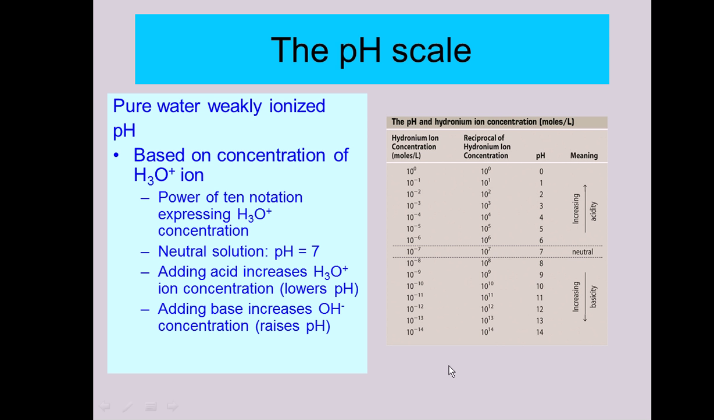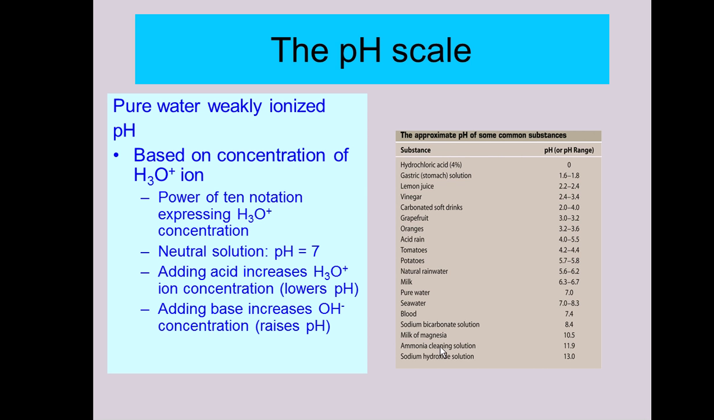So the key thing to remember here is, if any solution has hydrogen ions 10 to the power minus 7, it is neutral. Any solution which has hydrogen ion concentration more than minus 7, that is acid. If any solution has hydrogen ion concentration less than minus 7, it is basic. So going this side, we are increasing in hydrogen ion concentration, so all these solutions are acidic. And on this side, we are decreasing in hydrogen ion concentration, so all these solutions are basic.